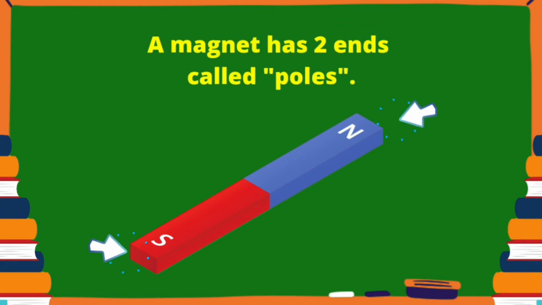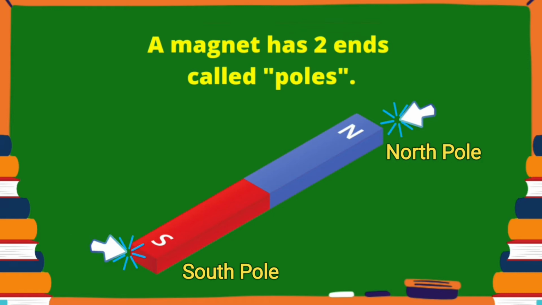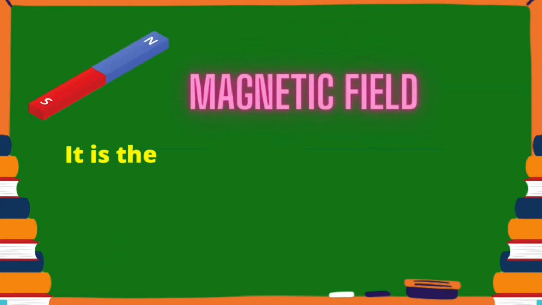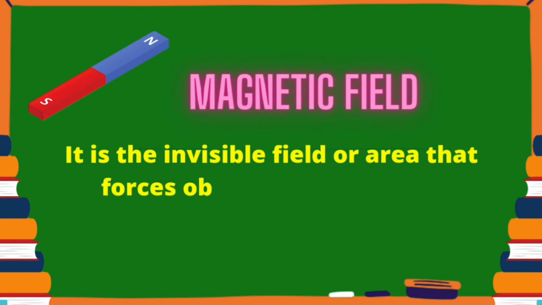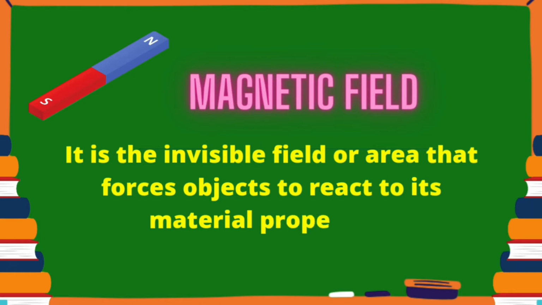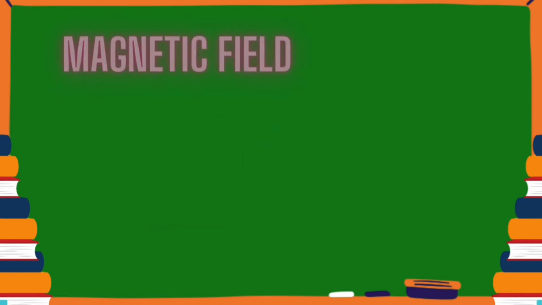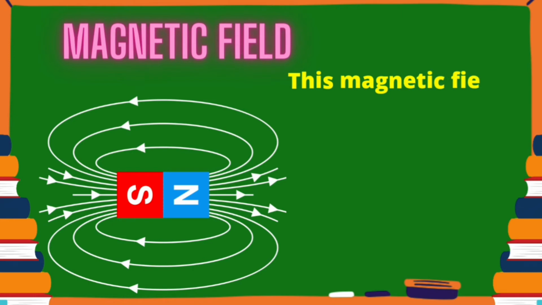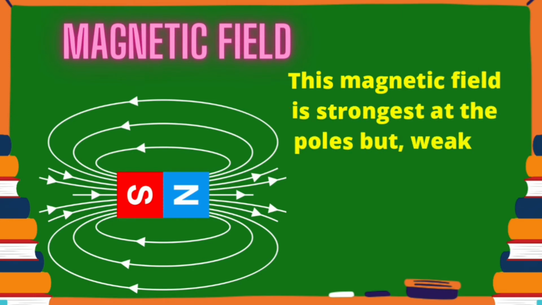A magnet has two ends, called poles. One end is called North Pole, while the opposite end is called South Pole. A magnet is surrounded by a magnetic field. It is an invisible field or area that forces objects to react to its material properties. As shown in the illustration, this magnetic field is strongest at the poles, but weaker along the center areas.